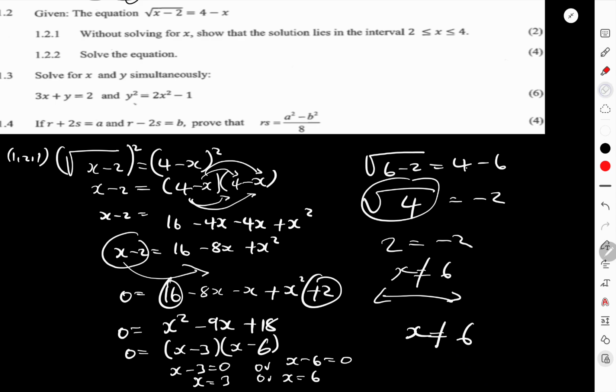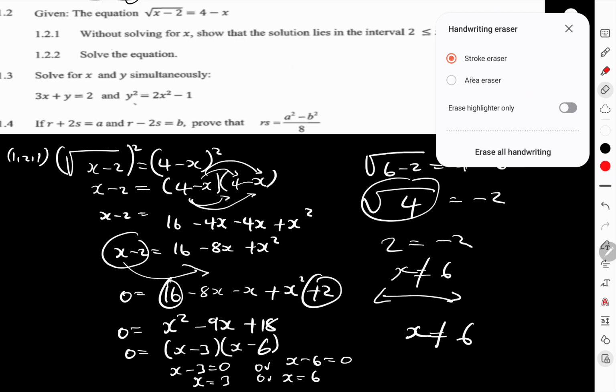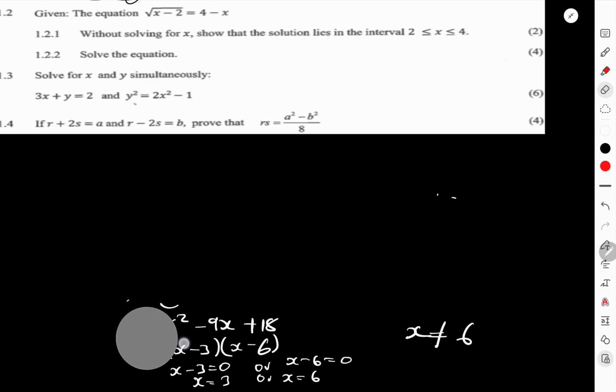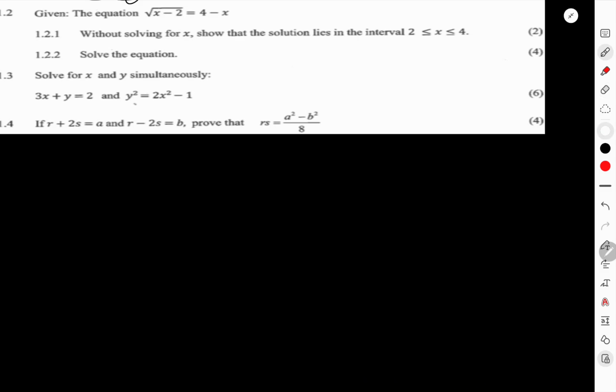Now we are going to do simultaneous equations. For us to do simultaneous equations, it means we are solving for x and y at the same time. So now, solving for x and y at the same time, it means we are going to involve equation number 3. So in 1.3, we have 3x plus y equals 2, that is equation 1, and we have y squared equals 2x squared minus 1, that is equation 2.